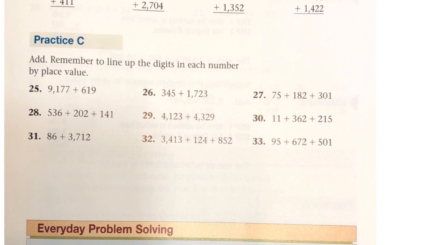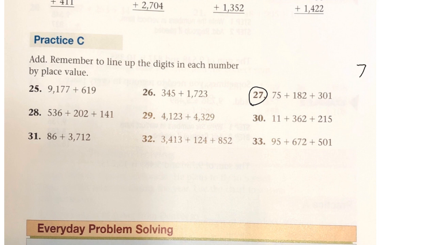Adding. Let's look at practice C. Add. Remember to line up the digits in each number by place value. So here they want us to write them one on top of each other instead of side by side. So for space's sake, let's start with 27 on the side here.